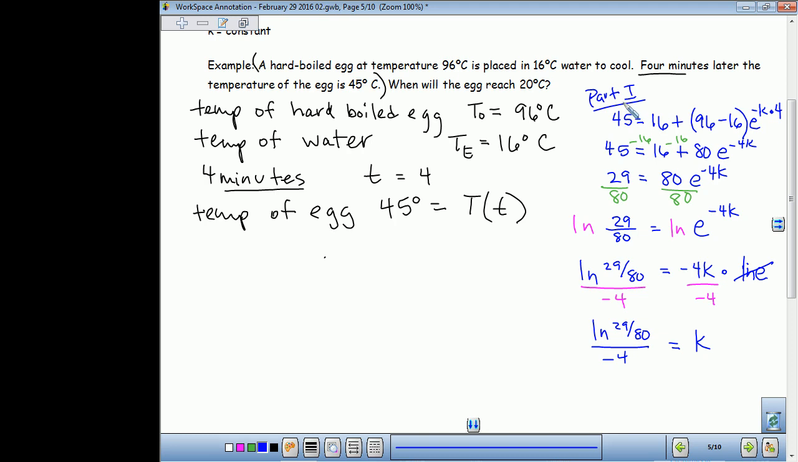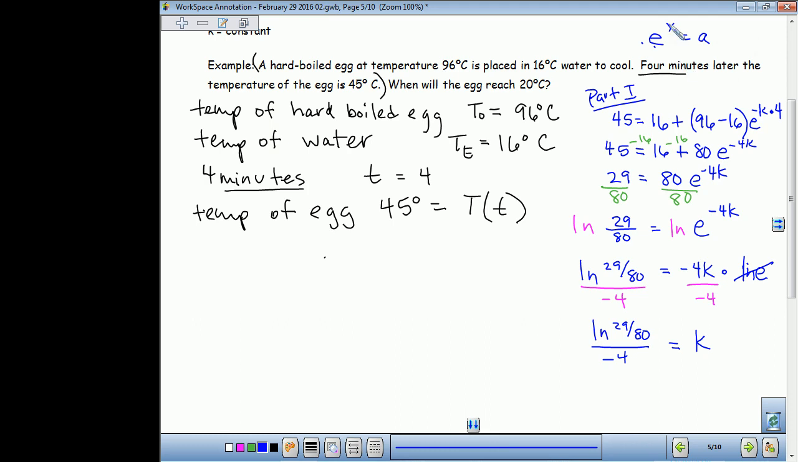Why isn't it ln of 29 over negative 320? Why don't we find k like that? I mean, why isn't it multiplied by negative 4? Why isn't the 80 multiplied? We have to get the equation in exponential form where we have just a base raised to an exponent equals an answer. We can't have something multiplied out in front if we're going to take the natural log of both sides. We have to have just e to some power equals something.